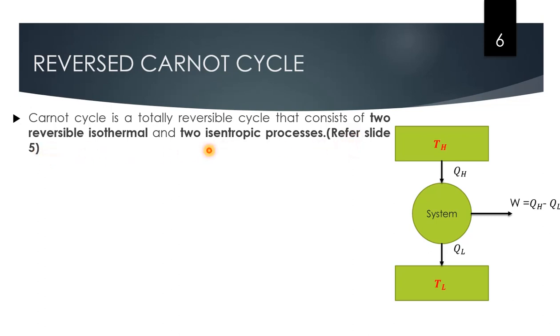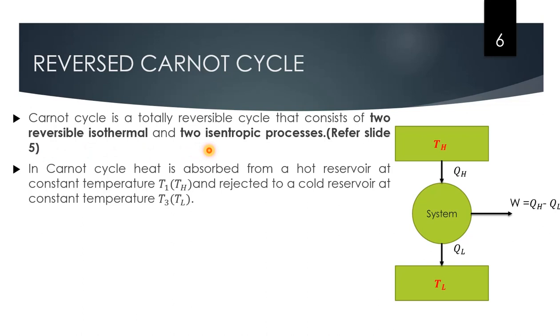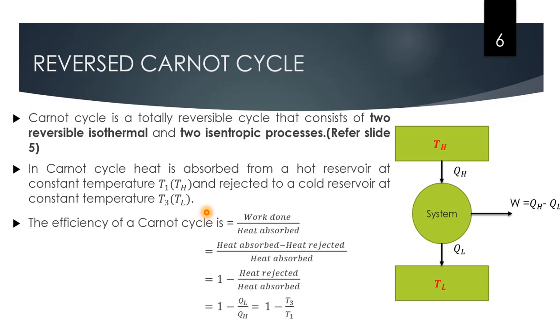Okay, and in a Carnot cycle, heat is absorbed from a hot reservoir at a constant temperature. Here, heat is absorbed from a hot reservoir and rejected to a cold reservoir at a temperature T3 or TL. So the efficiency of the Carnot cycle is equal to work done by heat absorbed. Okay. Here, heat is flowing from a higher temperature to a lower temperature. Okay, and because of that, a work is done by the system.